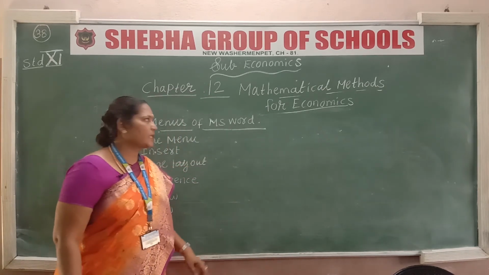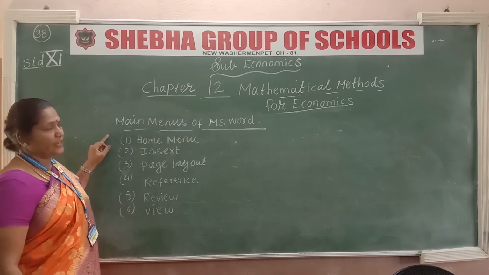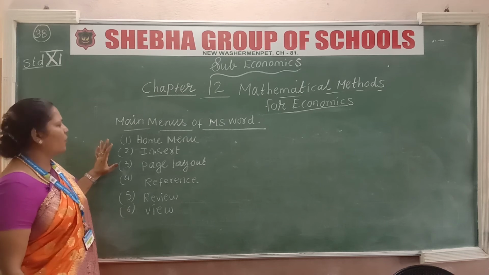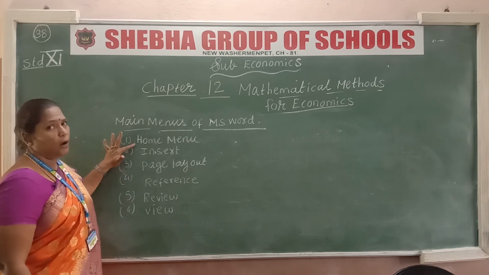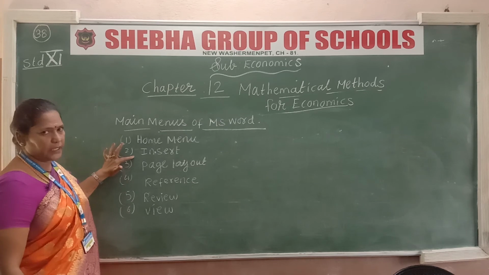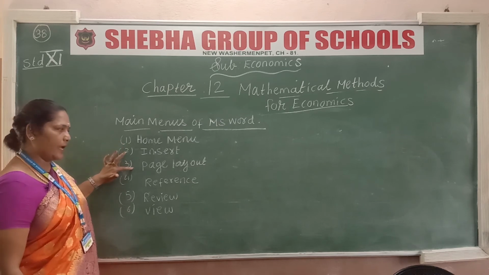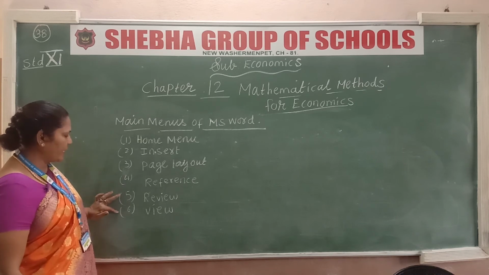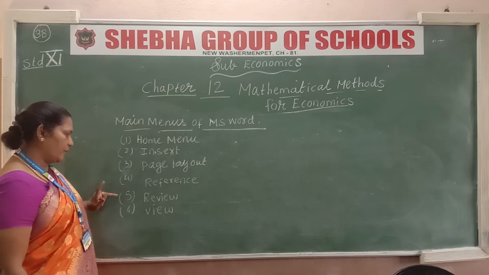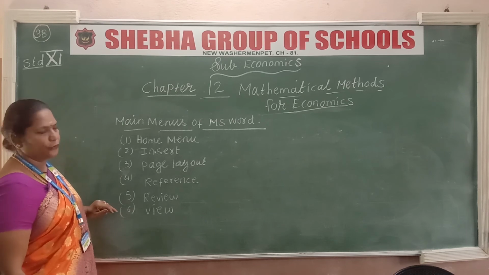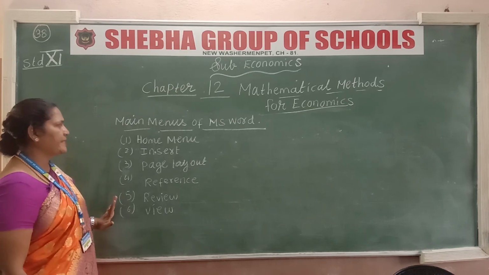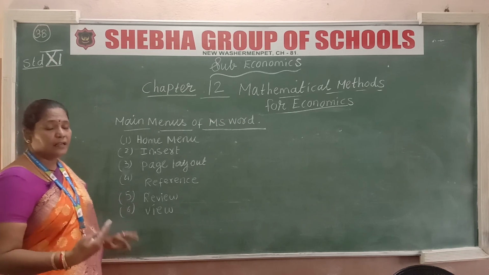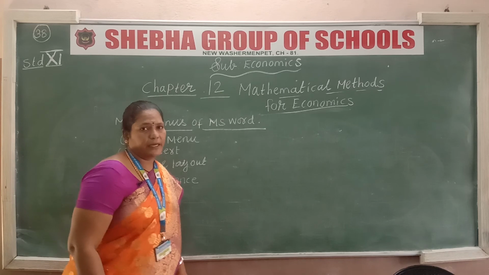Now let us see the main menus of MS Word. Okay, so these are the main menus of MS Word. The first one is the Home menu, second Insert, third Page Layout, fourth References, fifth Review, and sixth View. Okay, so these are the 6 main menus of MS Word. We will see this clearly in the next class.